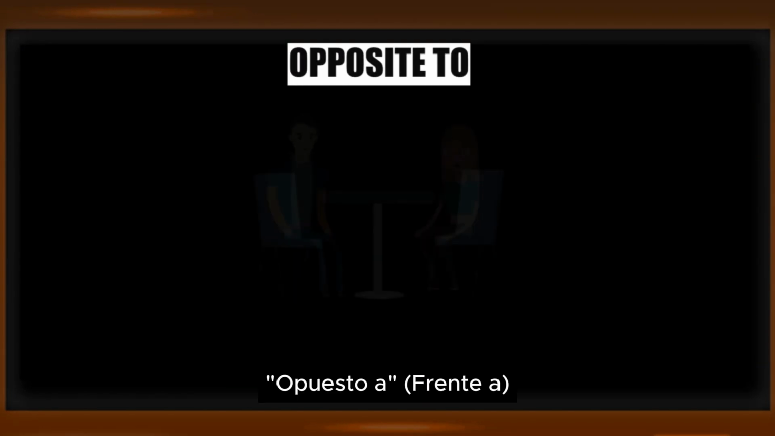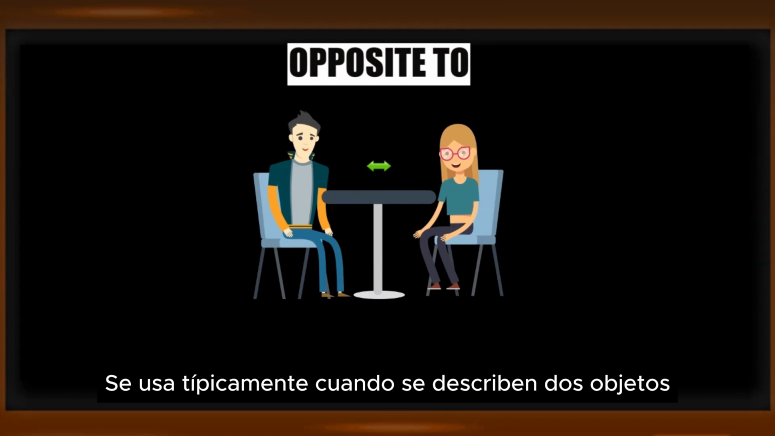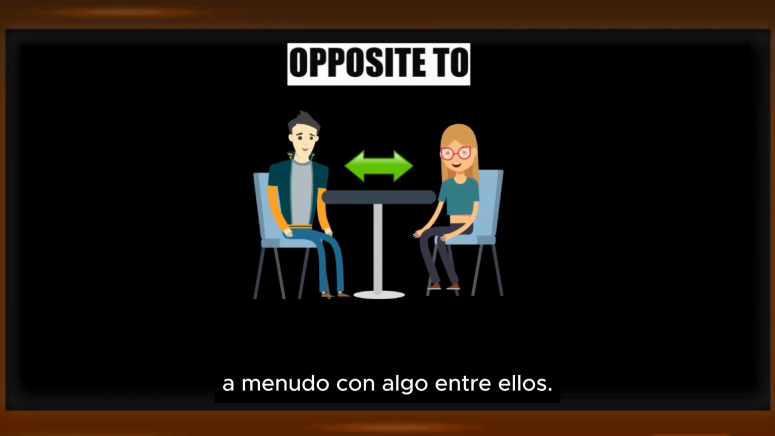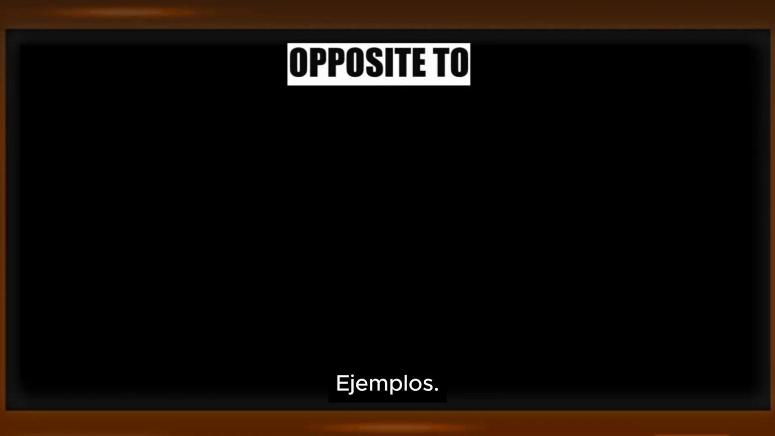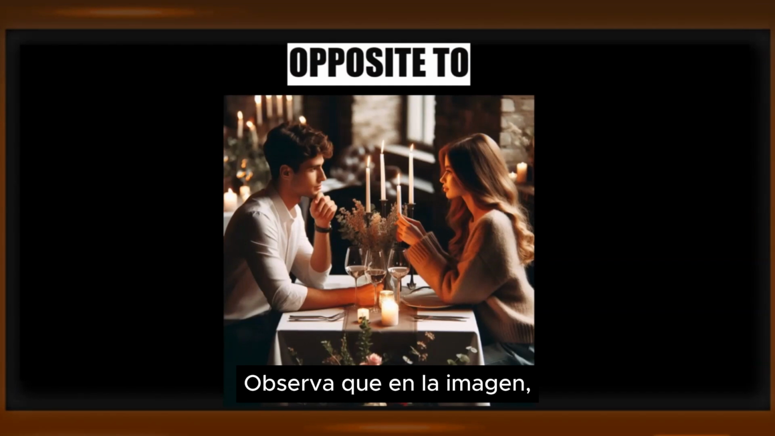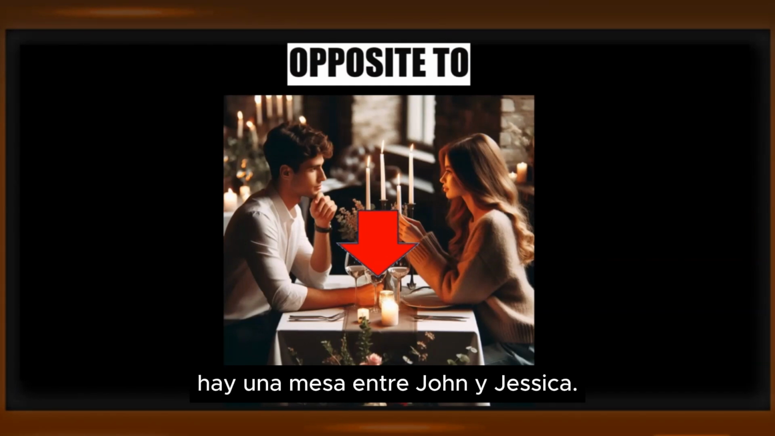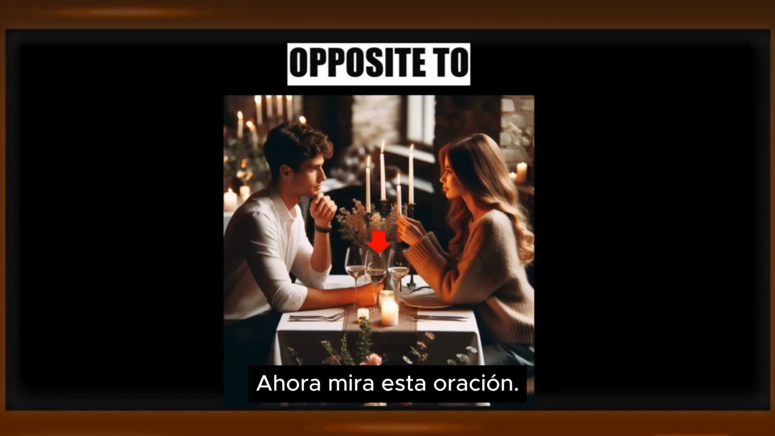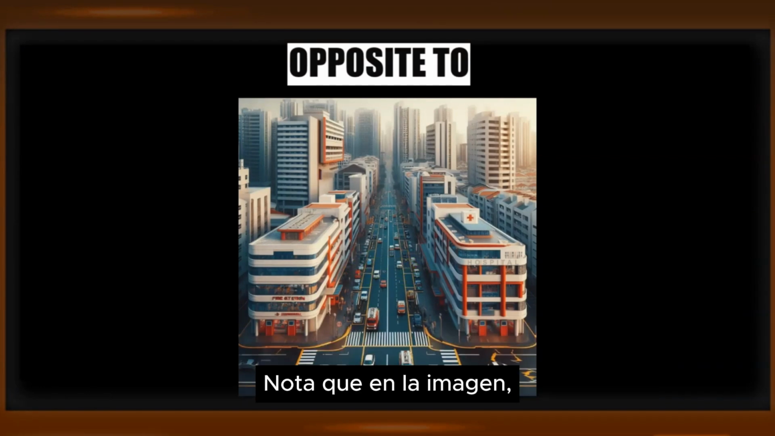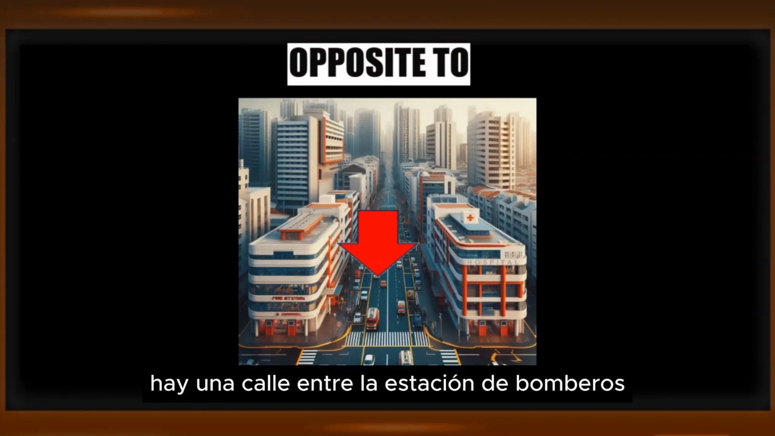On the other hand, opposite to is typically used when describing two objects, or people that are directly facing each other from different sides, often with something between them, like a street, a park, or a table. Examples: John is sitting opposite to Jessica in the restaurant. Notice that in the image, there is a table between John and Jessica. Now take a look at this sentence. The fire station is opposite to the hospital. Notice that in the image, there is a street between the fire station and the hospital.